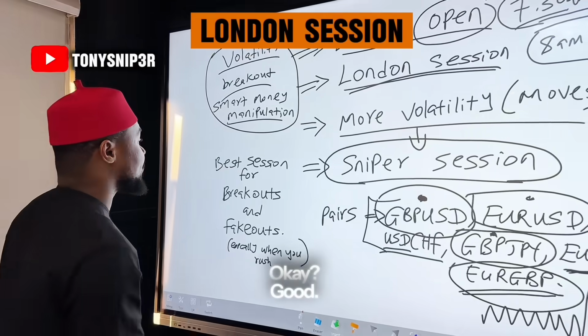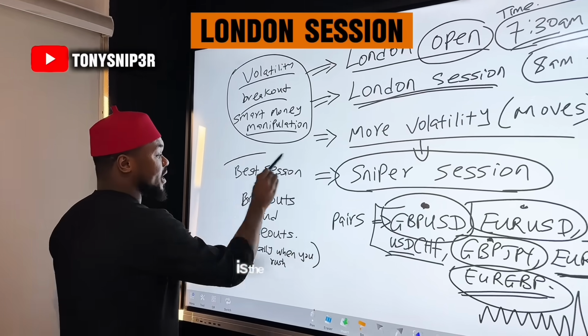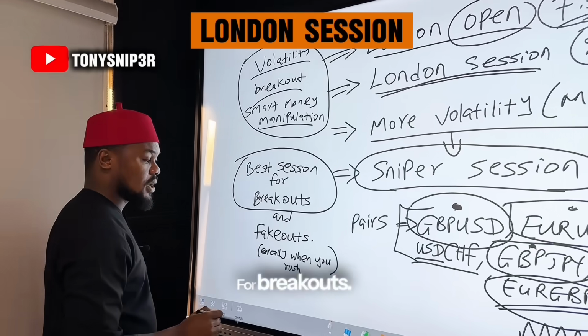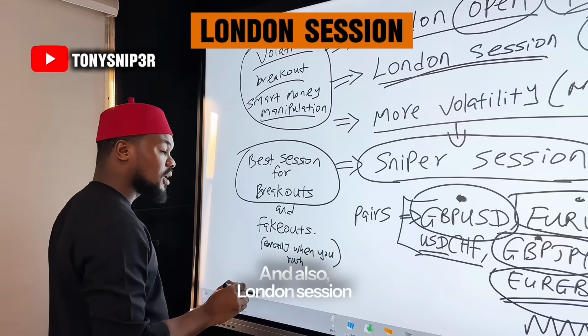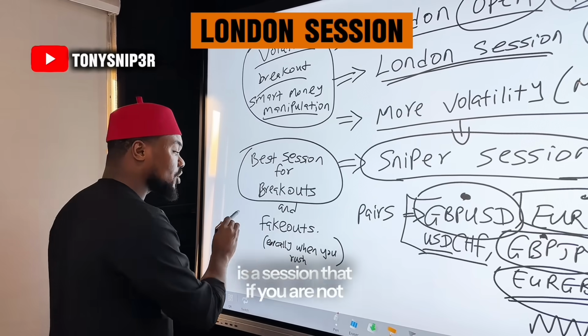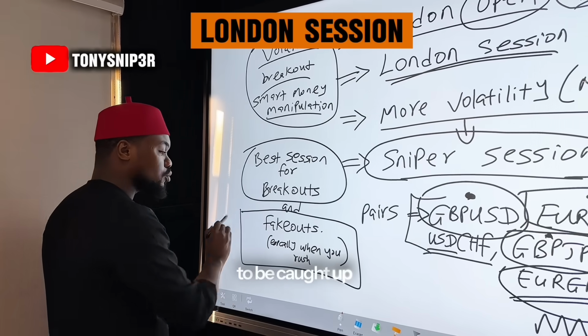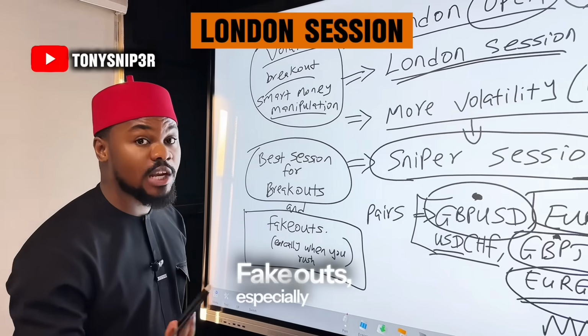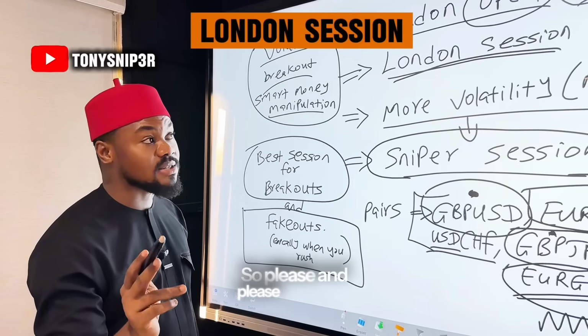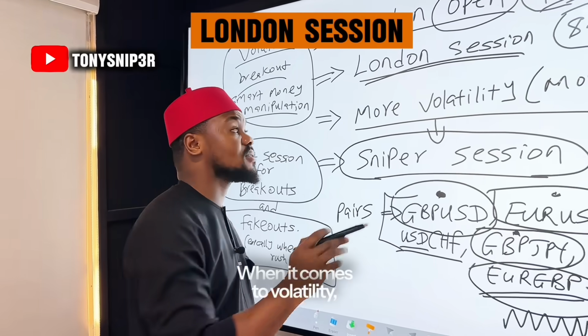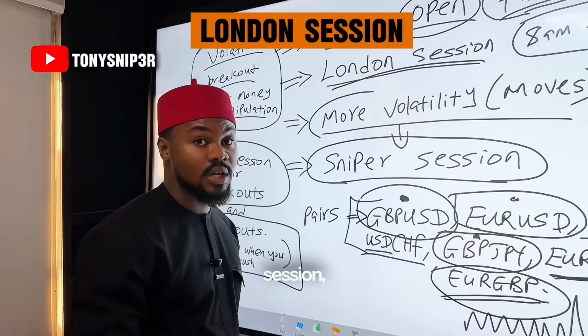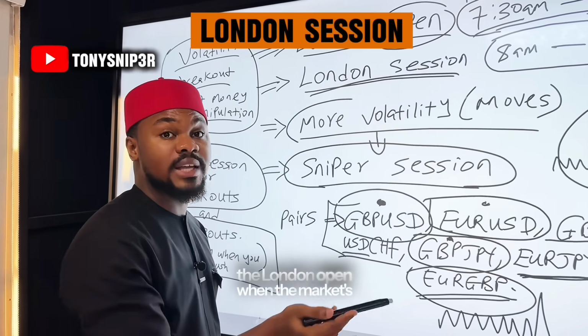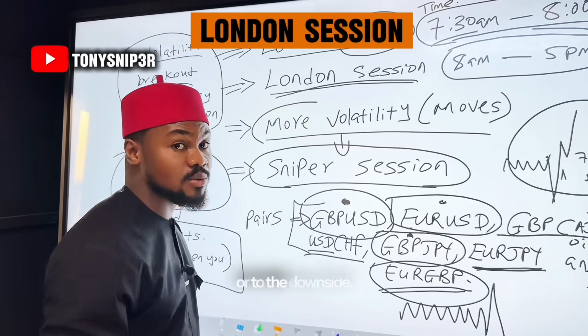Okay, good. Now, London session is the best session for what? For breakouts. And also, London session is a session that if you are not careful, you're going to be caught up during what? Fake outs, especially when you're in a rush. So please and please take notes. When it comes to volatility, you will get enough during London session, especially during the London Open when the market is about to explode to the upside or to the downside.